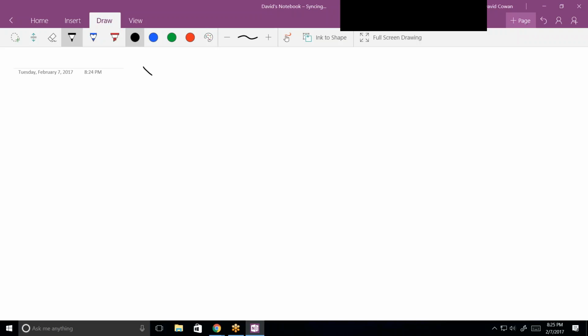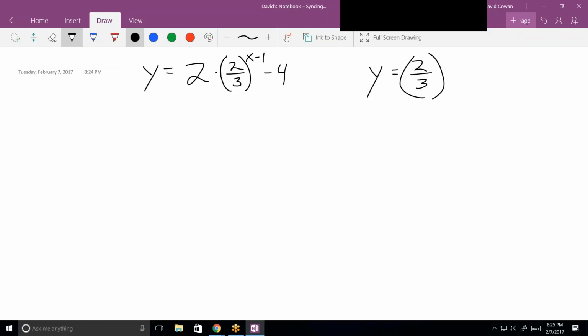y equals 2 times 2/3 to the x minus 1 minus 4. What's the parent function on this one? y equals 2/3 to the x. The growth factor is 2/3.